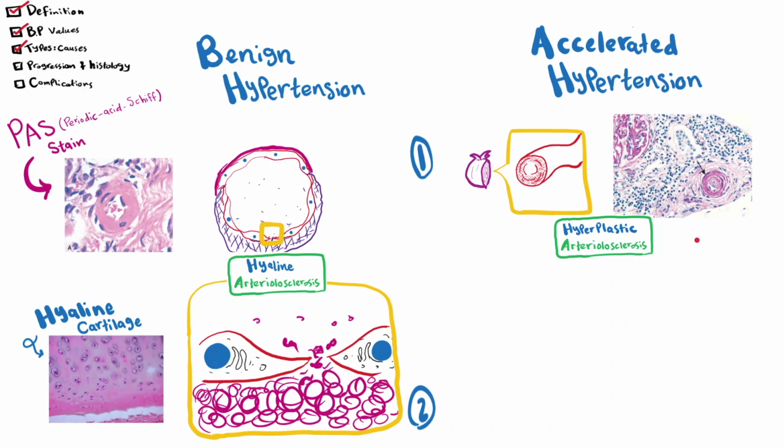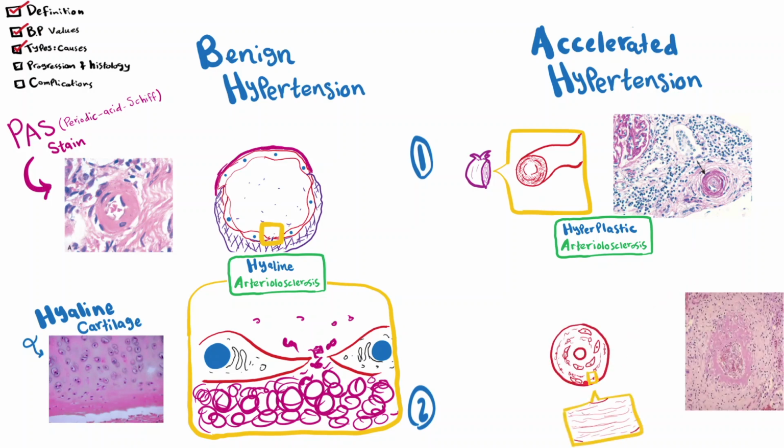But if there is damage because of the accelerated hypertension, there is damage to the vessel. The cells within the vessel themselves will undergo necrosis, or specifically fibrinoid necrosis. Because of damage, we have necrosis, and usually necrosis, in contrast to apoptosis, will have inflammation.